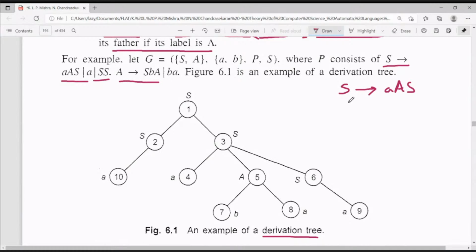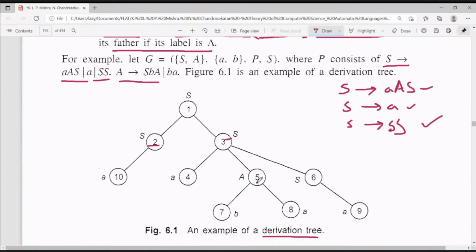This option we can apply, or we can apply S implies A, or we can apply S implies SS. In this case, first S implies SS is used in order to get this part. And then it can be substituted by an A. This is applied on this S, and on this S, AAS is applied.